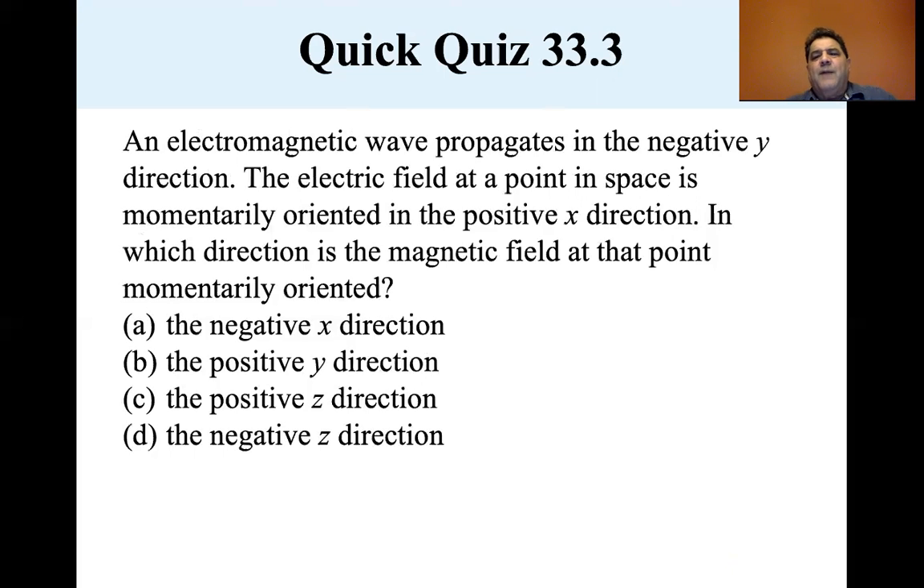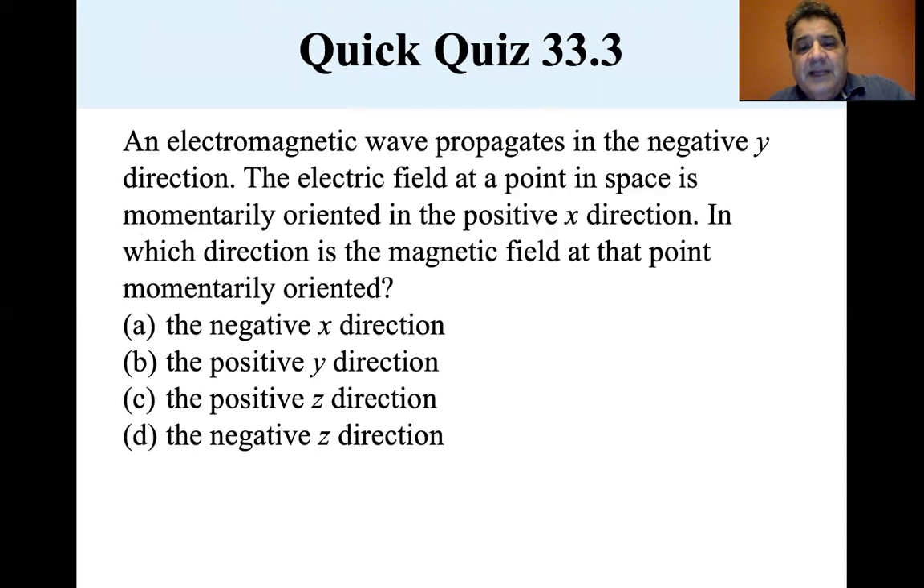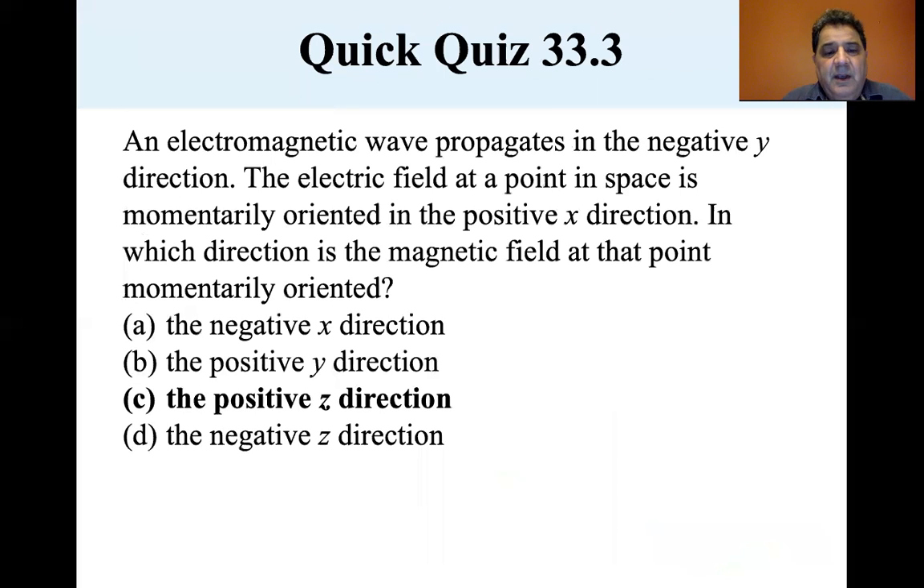Now, an electromagnetic wave propagates in the negative y direction. The electric field at a point in space is momentarily oriented in the positive x direction. In which direction is the magnetic field at that point momentarily oriented? Well, if it travels in the negative y and E is in the positive x, the B is going to be in the positive z direction. I hope you can see that.